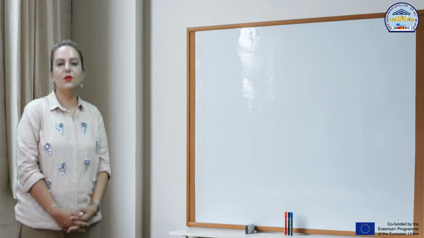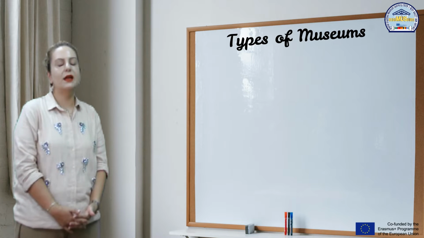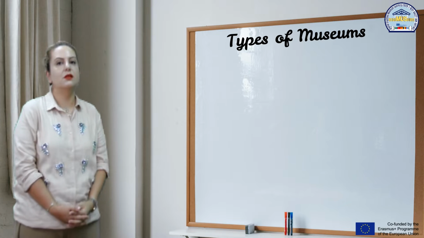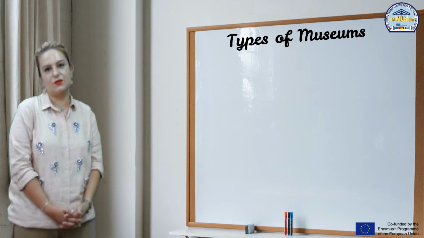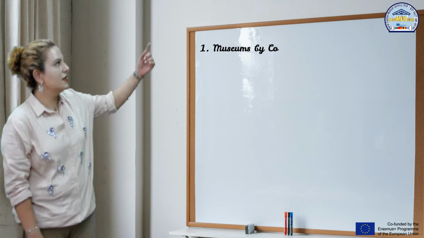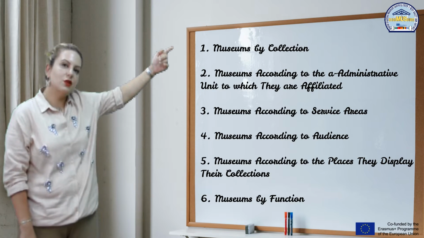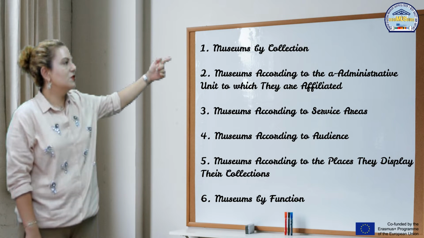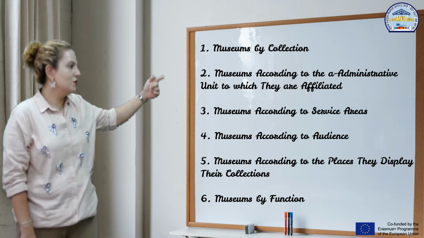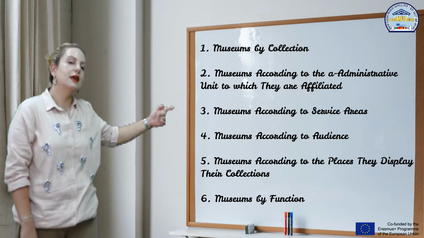Hello, in this section we are going to talk about museum types, and museums are categorized or divided into different parts according to their collections, the audience types, their functions, and so on. Let me count these 6 types of museums. The first one is museums according to their collection, museums according to the administrative units they are affiliated to, museums according to the service areas, museums according to the audiences, museums according to the places they display their collection, and museums according to their functions.